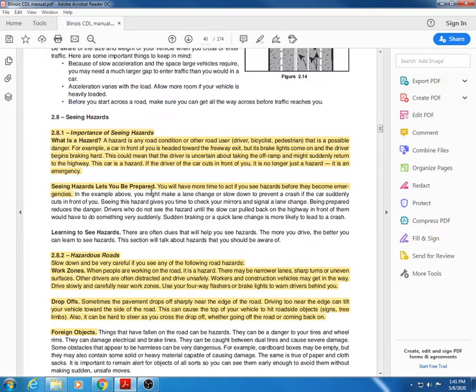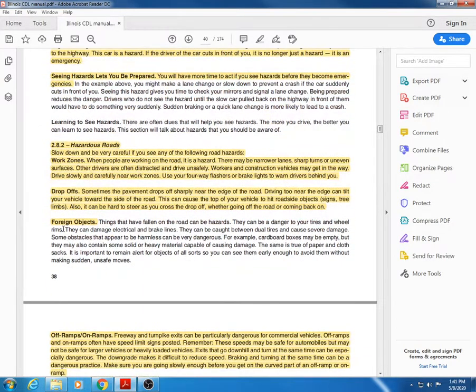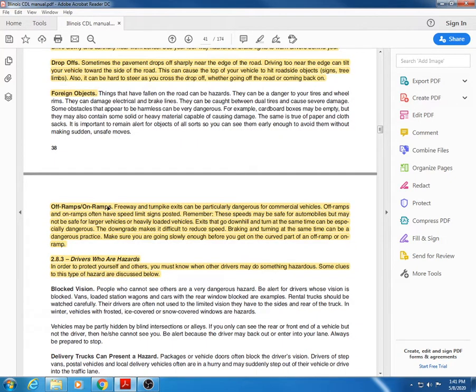So seeing hazards lets you be prepared, of course. So the faster you can see them, the more prepared that you will be. Hazardous roads are another one of those things that it doesn't have to be another car or another person. It can just be hazardous roads. Anything, drop-offs during construction, work zones it has here, foreign objects, be aware of anything that's pieces of tire that would blow off another truck, something that falls out of the back of somebody's car or truck, anything like that. Off-ramps and on-ramps, be very familiar with this.